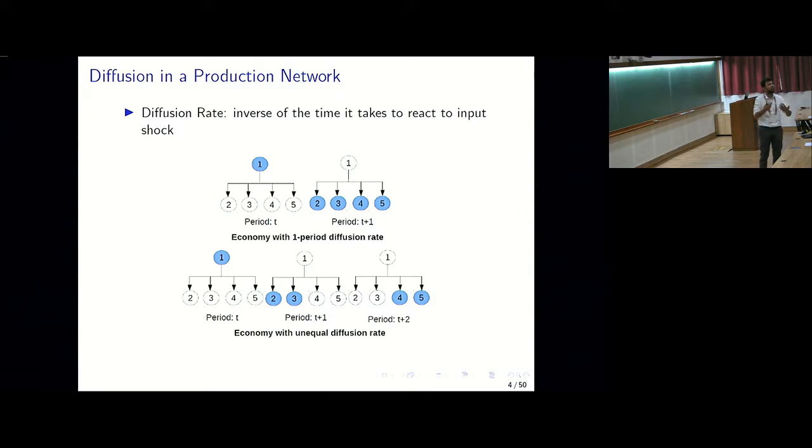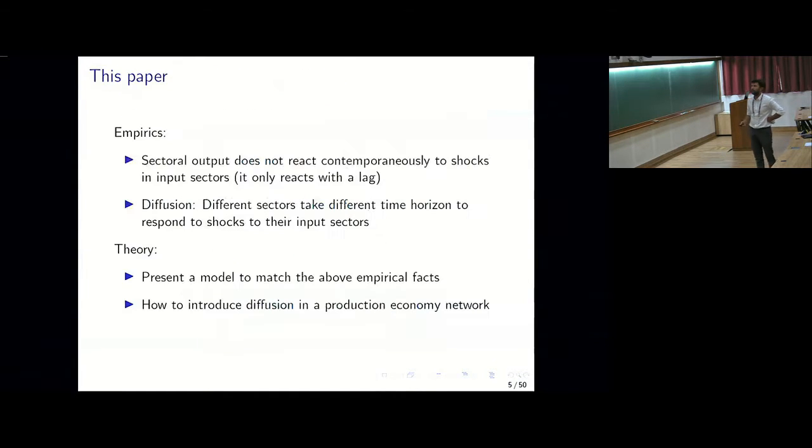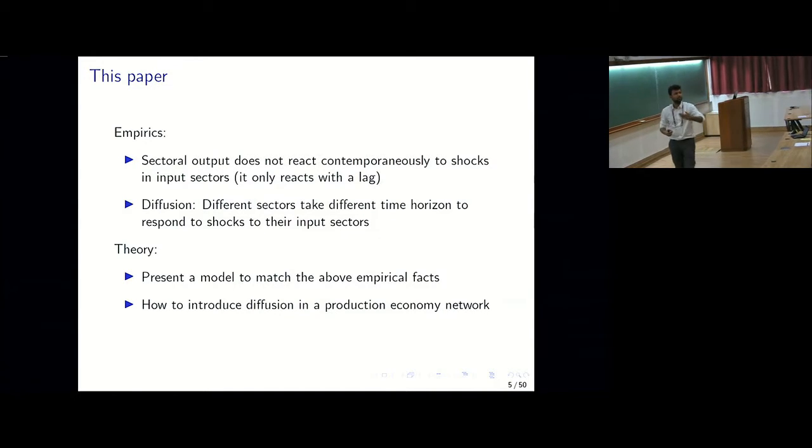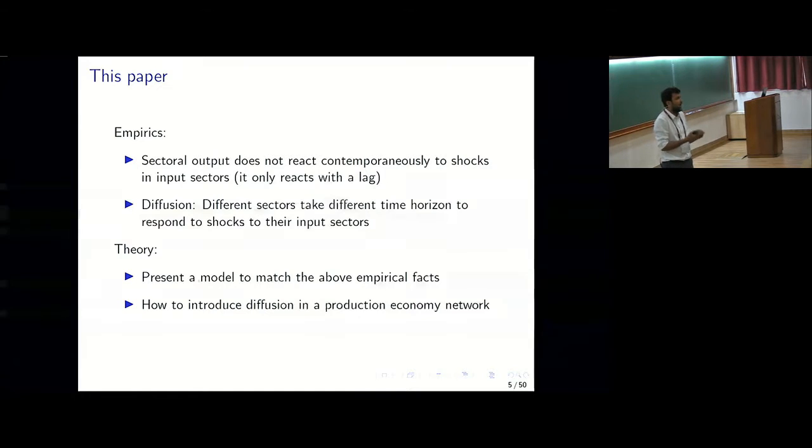So if you have this unequal diffusion rate, what happens to the economy in case some shock hits the upstream sectors? Essentially, in the empirical side of the paper, I'm going to show that the sectoral output doesn't react contemporaneously to shocks in the input sectors. This is the first thing that I need to actually establish before making this argument, that sectors don't react contemporaneously. And then the second piece which I'm adding here is the diffusion, that these sectors actually react at different time horizons, or they don't react to the shocks at the same point in time.